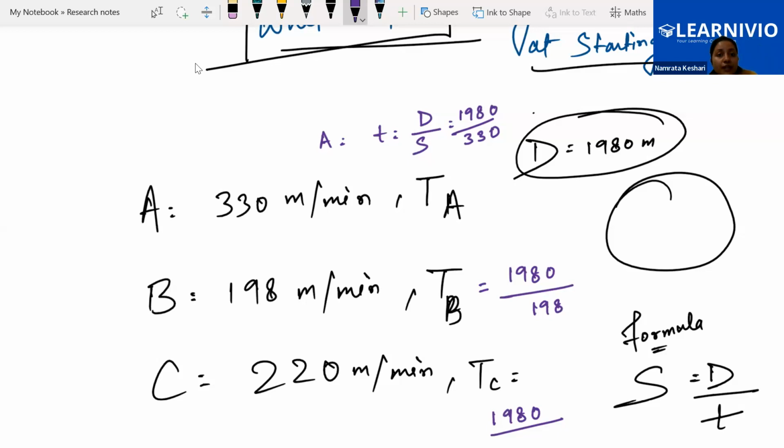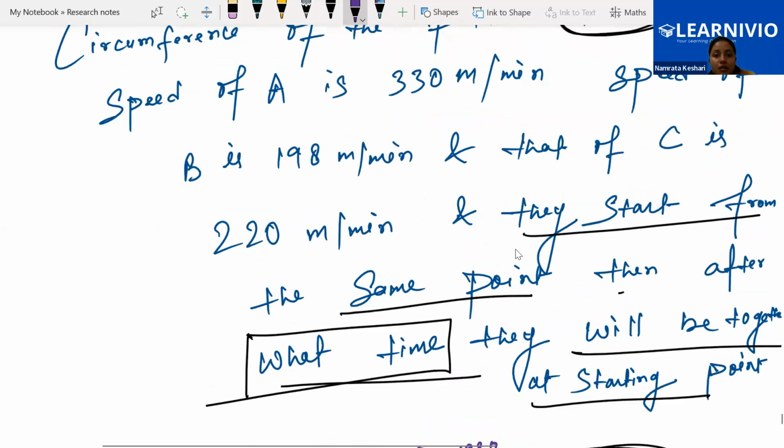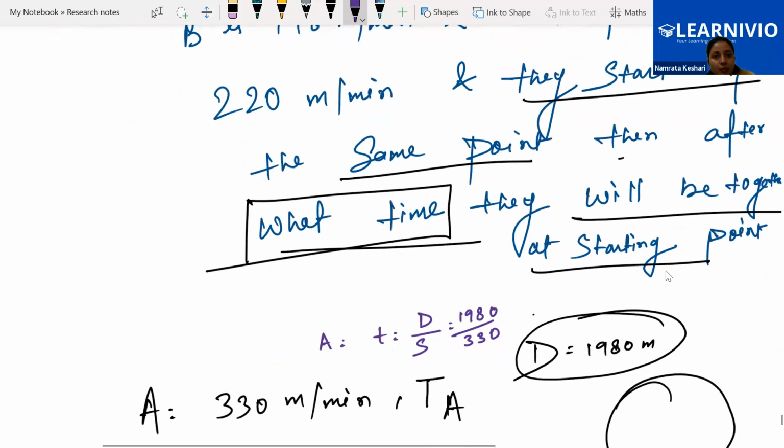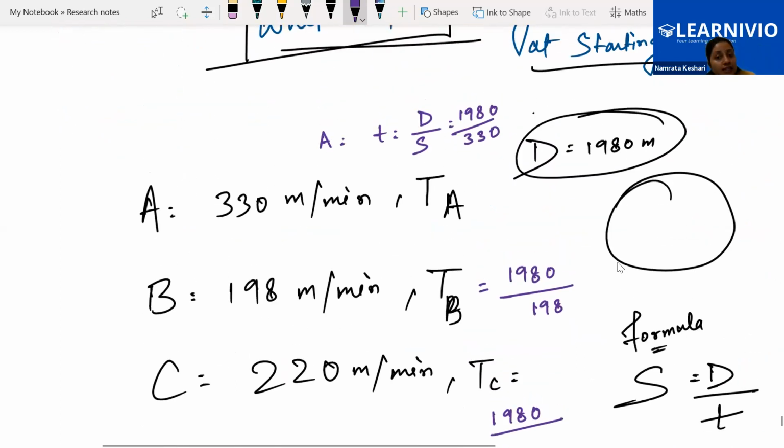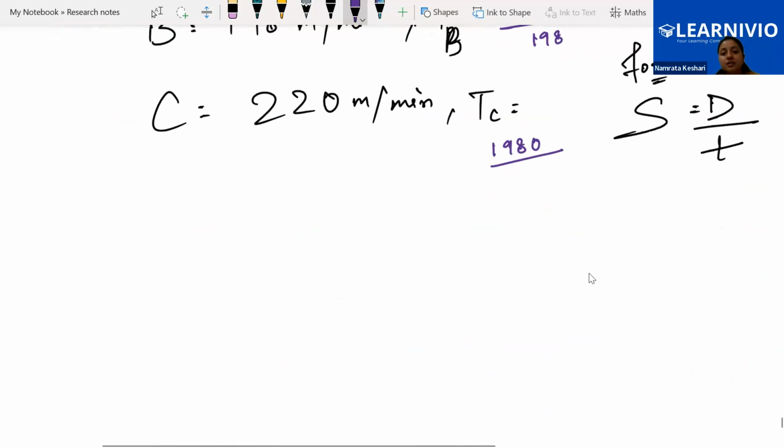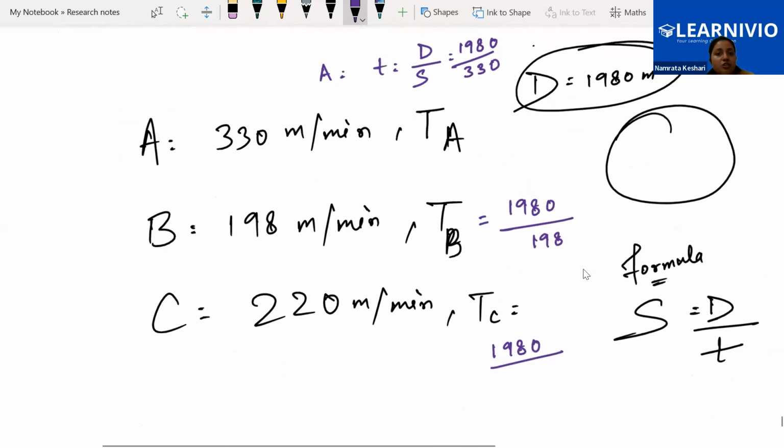Okay. Now, when they are going to meet again, they start from the same point. Then after what time they will be together at the starting point? That means we will be finding the LCM. Here also we need to list down the multiples and we will be finding the common multiple. Better than that, you do the prime factorization of all the timing and find the LCM.